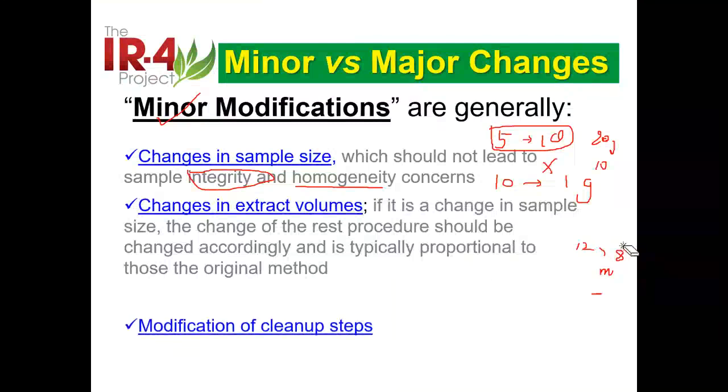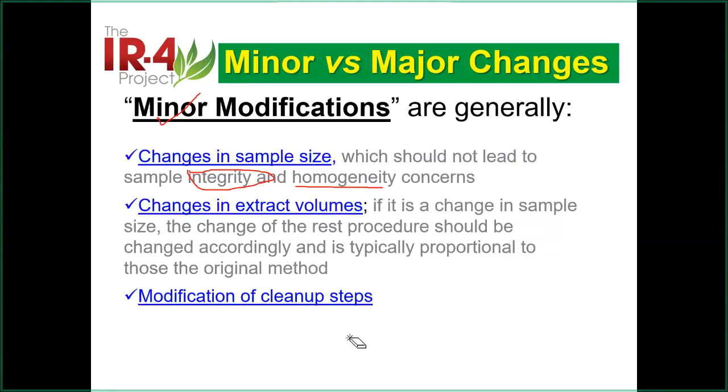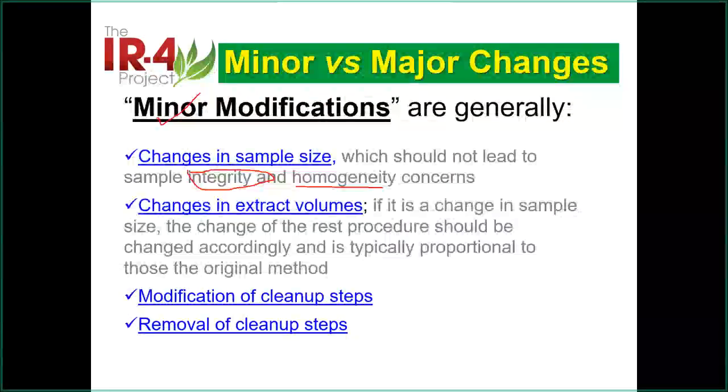Then the next is about the cleanup. This is the tricky part now because the sample matrix is always the issue. If you can modify the cleanup, it will save you a lot of time in the lab and make your lab efficient. That's great. You can totally eliminate a step of cleanup. But sometimes we add cleanup to the process to make your life easier, to keep your instrument cleaner to do the work.